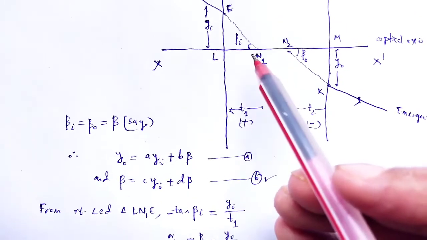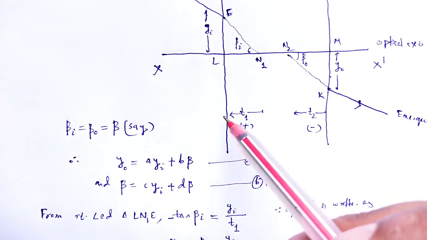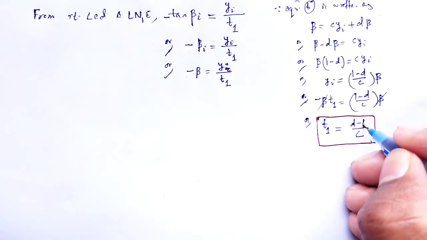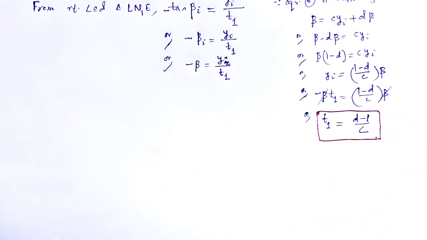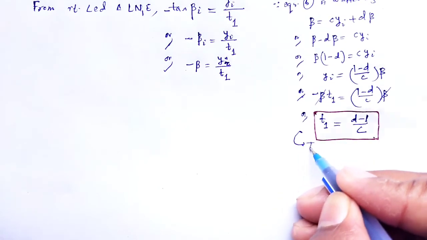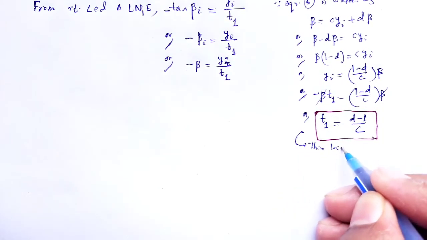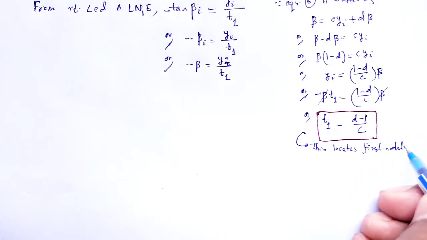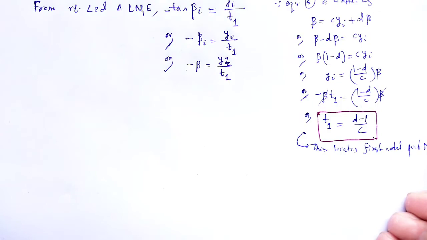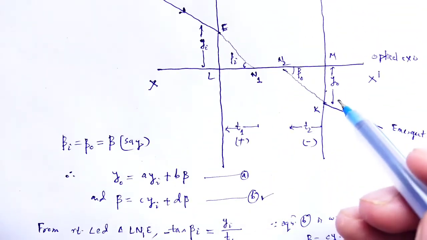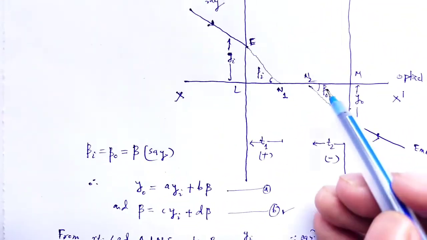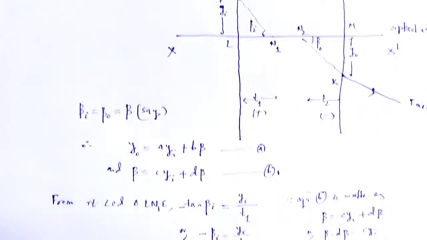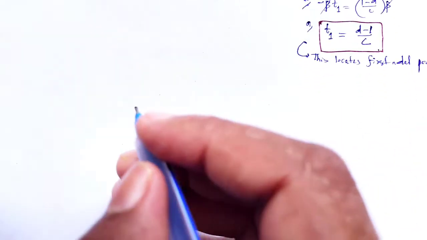That is the distance of the first nodal point from the first input plane, T1, in terms of the system matrix. This locates the first nodal point N1. Next, the location of the second nodal point N2, again taking the right angle triangle N2MK.